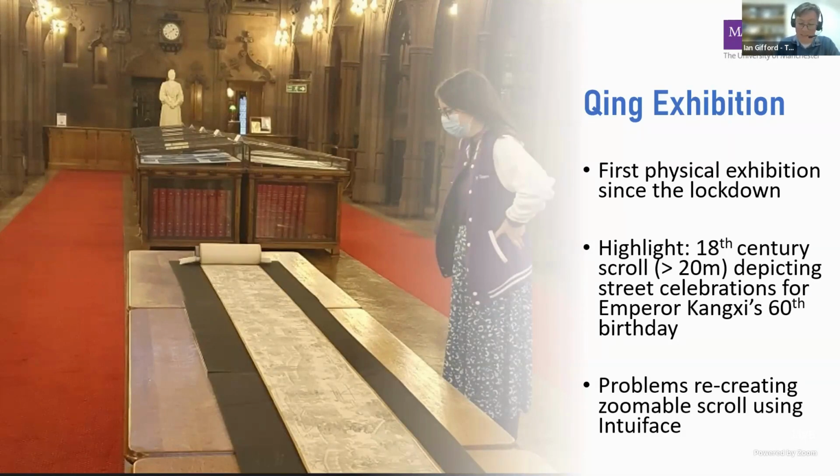And one of the highlights of the physical exhibition was this rather amazing 24-meter scroll depicting street celebrations of Emperor Kangxi's birthday. And the brief came in: could we please develop an interactive scroll viewer, including the ability to add various local hotspots? So we spent some time looking at whether we could use Interface to build this, but we had various problems managing the large number of high resolution images, which was causing lots of performance issues with the hardware that we use. We didn't have any budget at the time to improve the hardware or to buy an off-the-shelf solution, and we had to think of a different way to enable that experience.